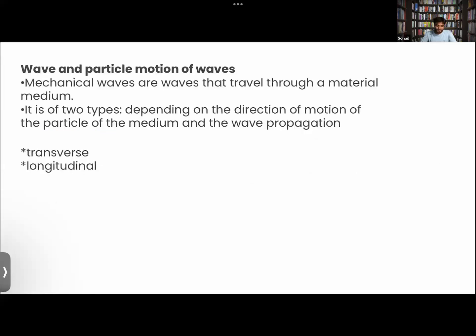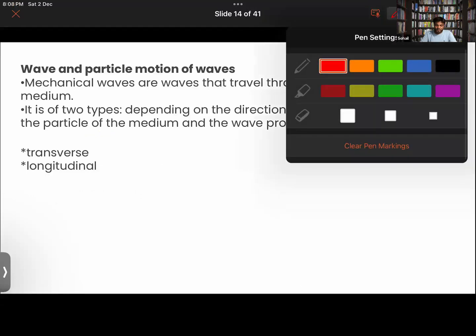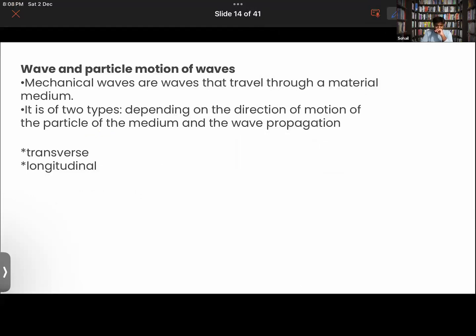Now, about waves, we said that waves are also of two types. They are mechanical waves. Mechanical waves क्या होते हैं? These are the waves that travel through a material medium.